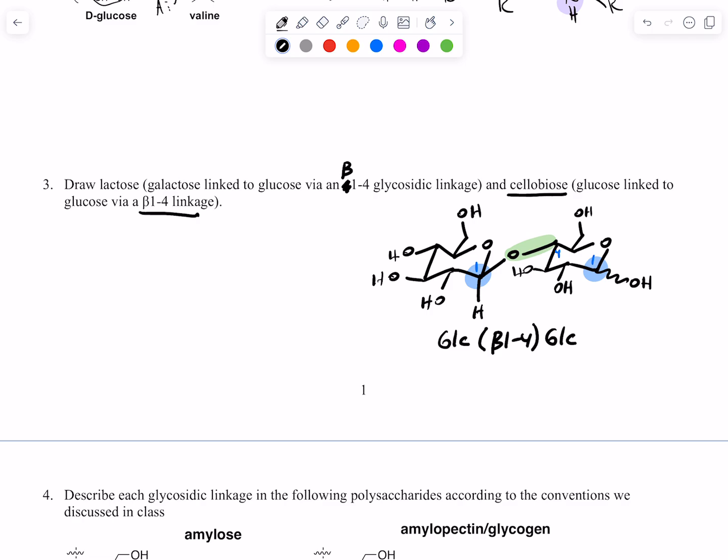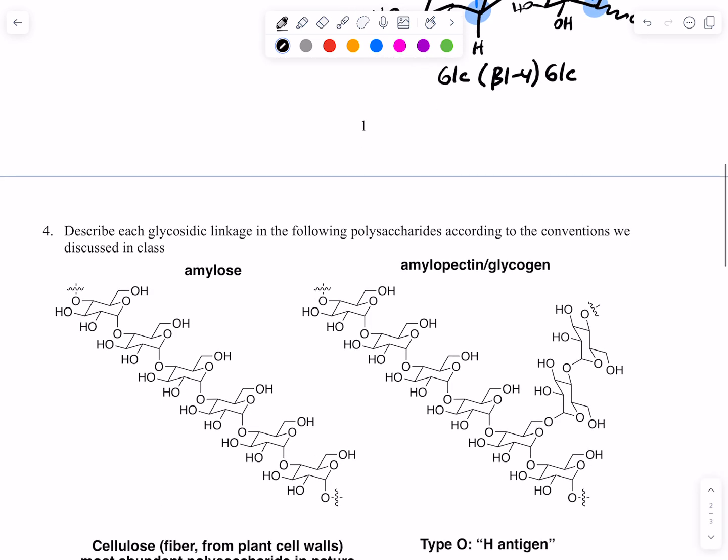What we're going to do now is look at some complicated polysaccharides, because nature is full of them. And these are things that you've heard about and things that you eat, and these are on the back of your quiz. So we're going to look at each of these, starting with amylose and amylopectin / glycogen.